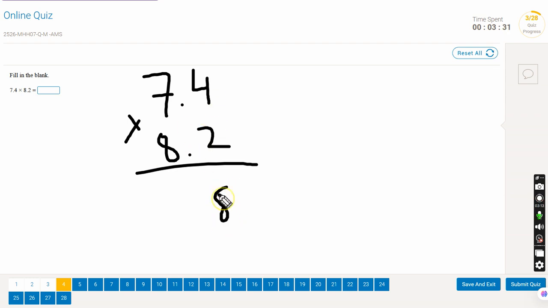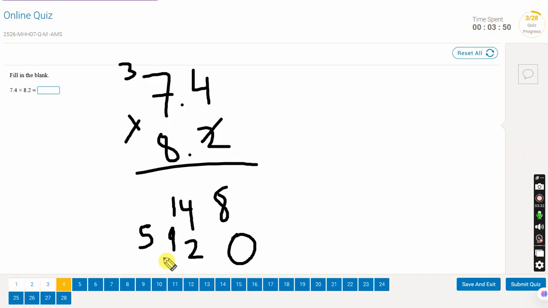2 times 4 is 8, 7 times 2 is 14. You cross this out, you put a 0 at the bottom. This is a rule, you always have to put a 0 at the bottom. 8 times 4 is 32, you put the 2 here, 3 here. And 7 times 4 is 28, plus 3 is 31. 59, let's put it here.